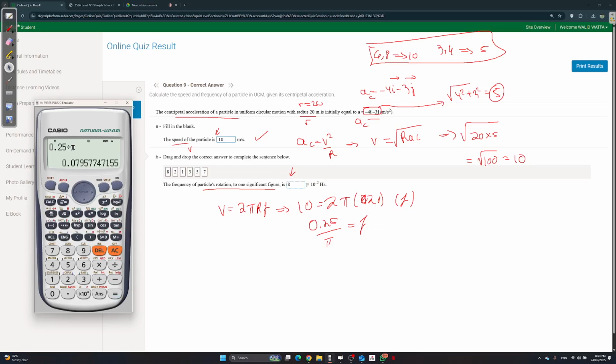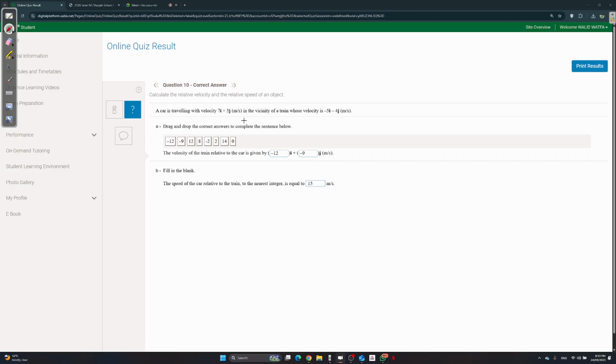Yeah, so 8 times 10 minus 2. Alright, now we're back to relative velocity. This is very easy, really, guys. You need to take your time, don't panic, just write down everything step by step.